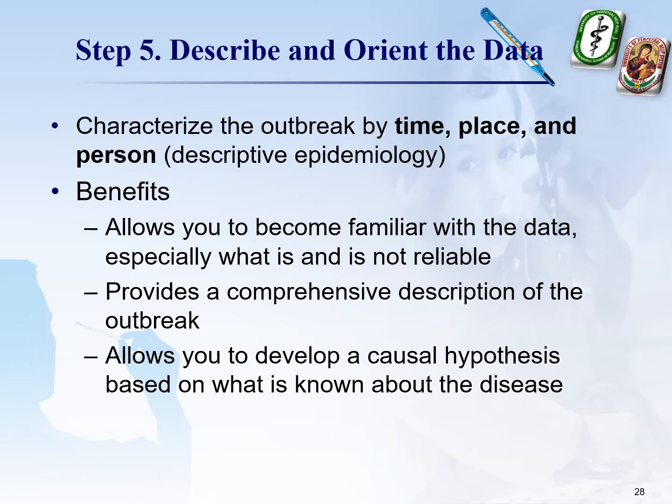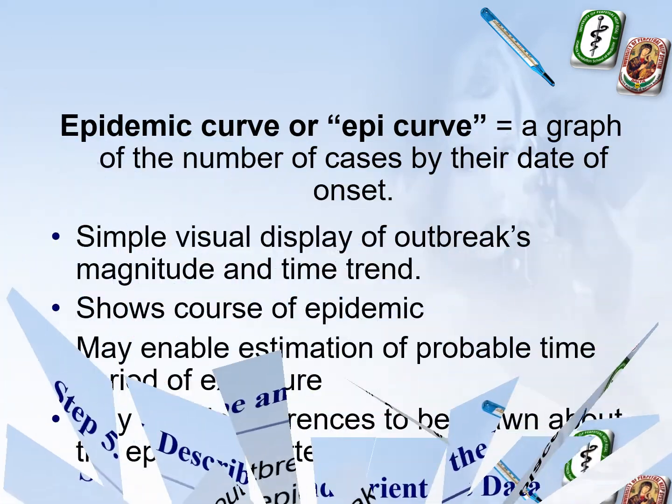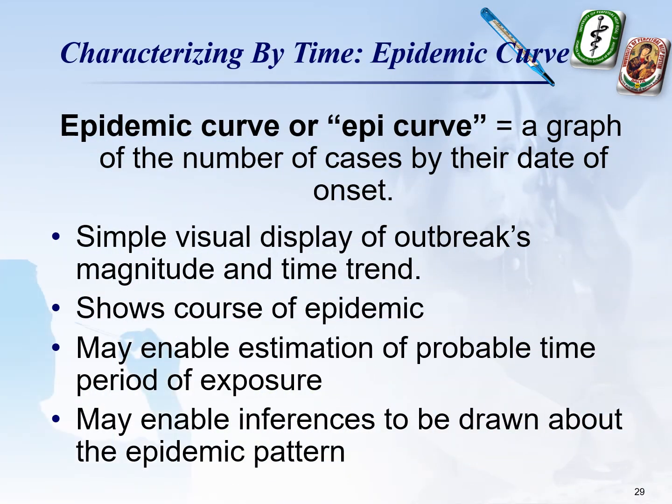Then we evaluate the hypothesis. Just show the time course of an epidemic by drawing a graph of the number of cases by their date of onset. This graph, called an epidemic curve or epicurve for short, gives a simple display of the outbreak's magnitude and time trend. The following example depicts the first outbreak of Legionnaire's disease in Philadelphia, Pennsylvania in 1976.